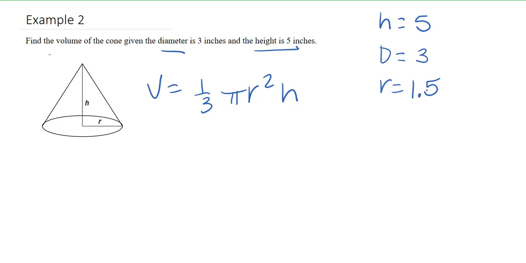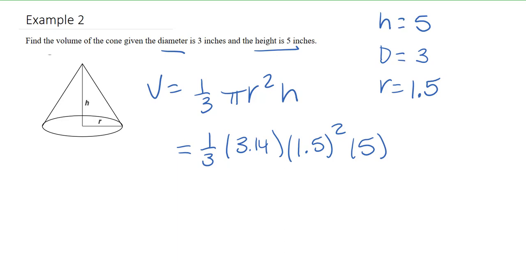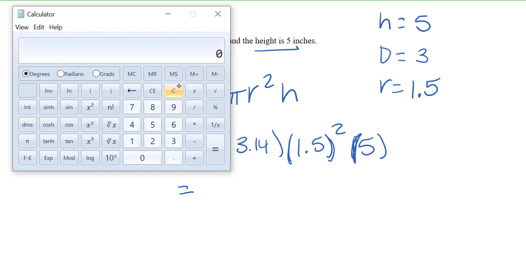If you think about it, if you had 3 slices of pie and you needed to split it between 2 people, how many slices do you get? Well, you just get 1.5. So now let's fill this in. We have 1/3. Instead of pi, let's use 3.14, just to show you that it works either way. Then we have a radius of 1.5 squared times our height, which is 5. So let's start to multiply everything out. 1.5 squared is 2.25.